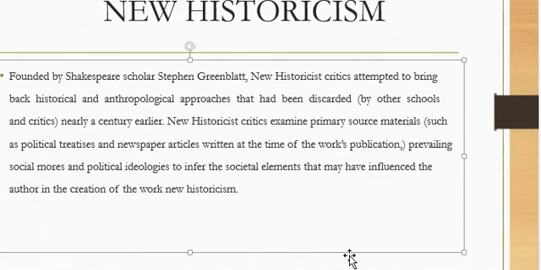So this theory pinpoints different types of social mores and political ideologies to infer the societal elements that may have influenced the author in the creation of new work, or in terms of his creation, the impacts due to his life events and the society.